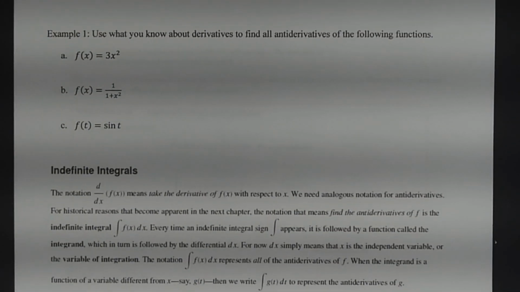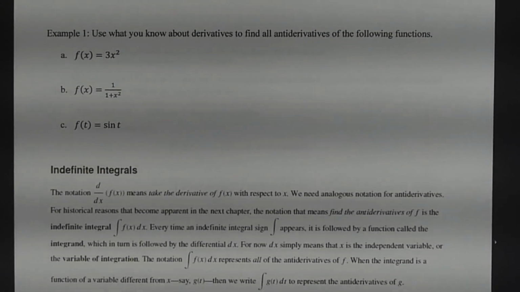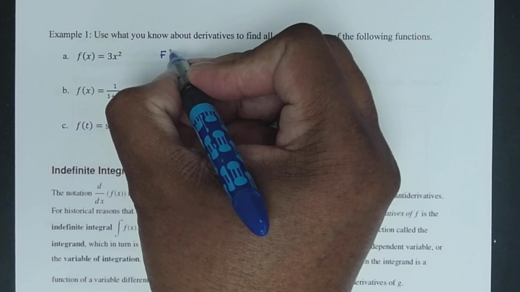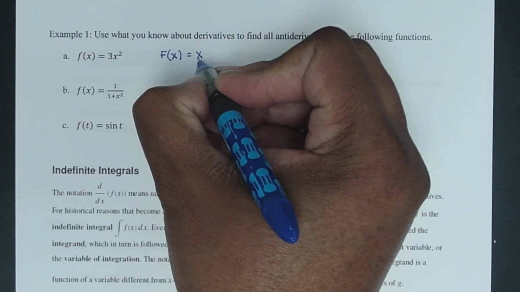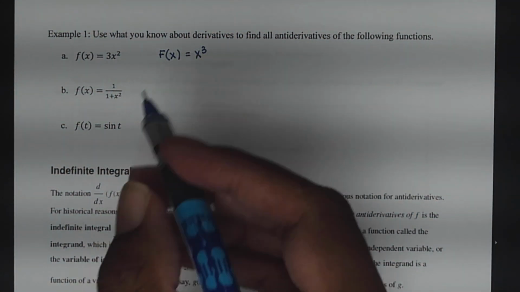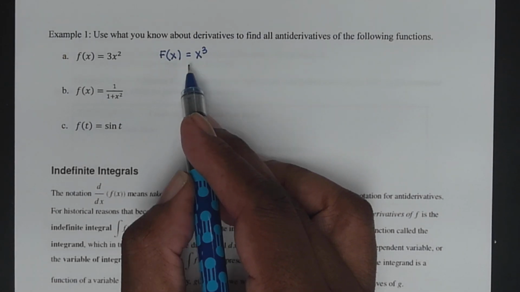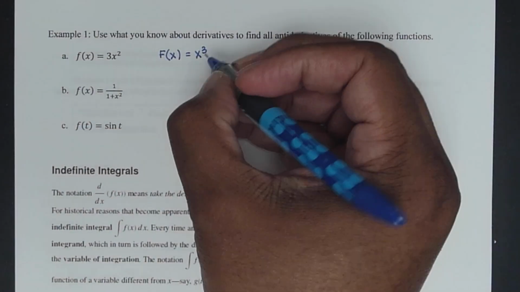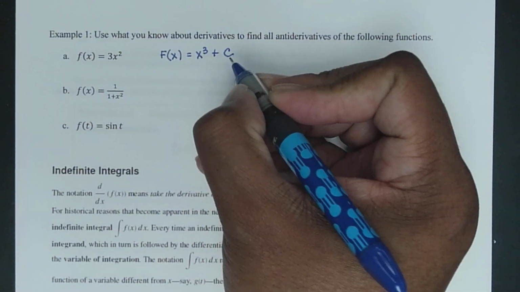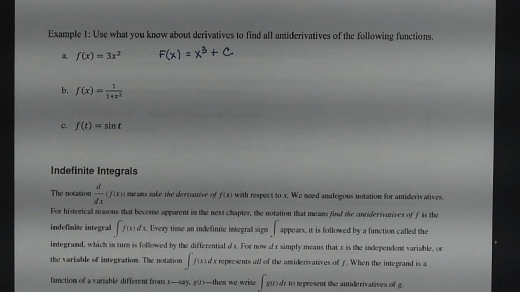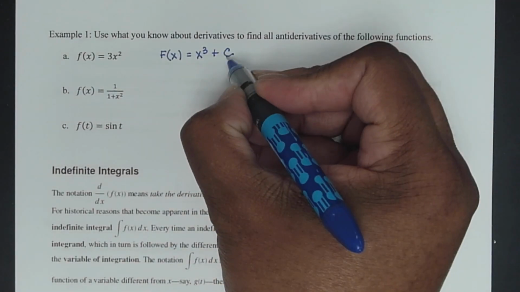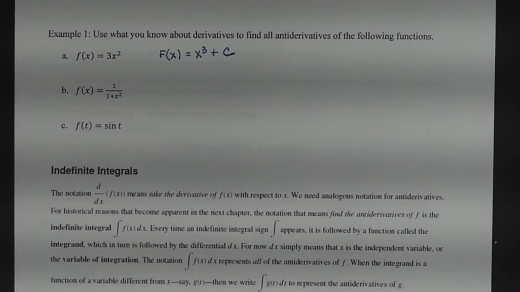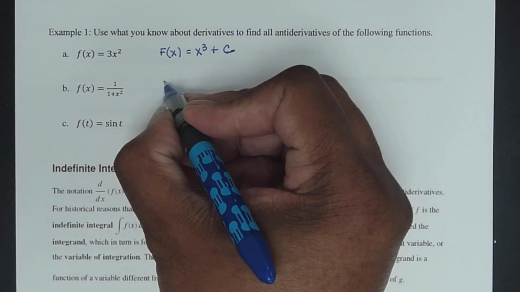Like for lowercase f of x is equal to 3x squared, that would be, of course, capital F of x. That will, of course, be x cubed. And the reason for that is if you bring the exponent down, the 3 will go in front, copy the x over to the 1 less power, that would give you 3x squared. And of course, for all antiderivatives, it will have to be plus c. Okay. And then in part B, you got f of x is equal to 1 divided by 1 plus x squared.